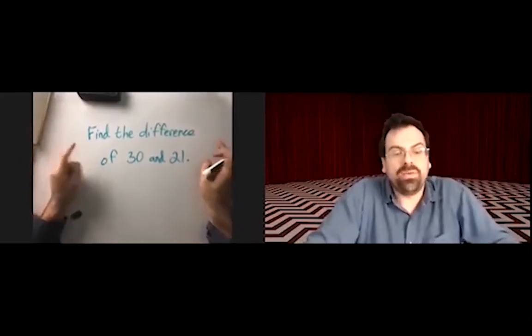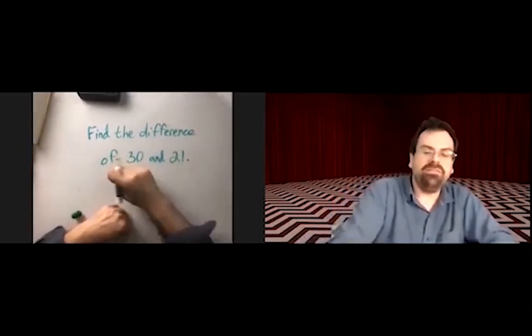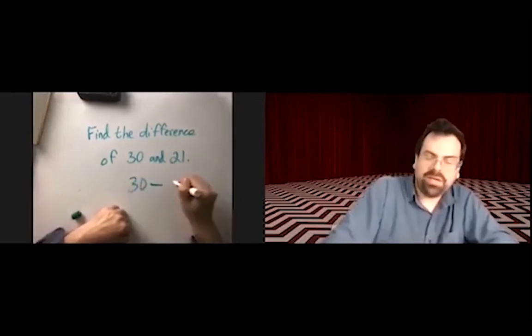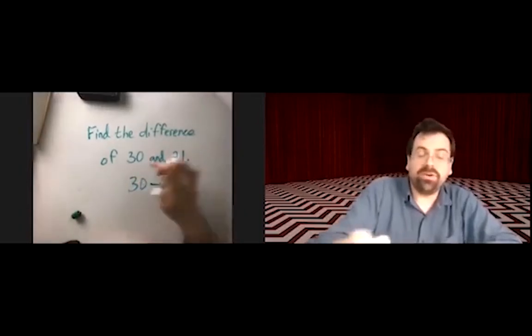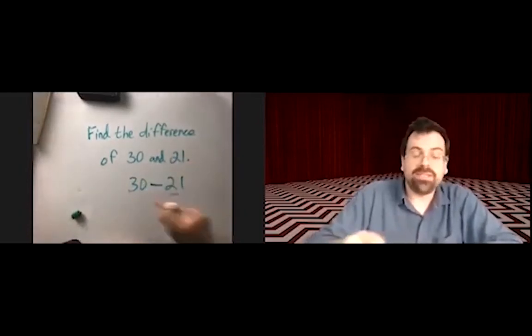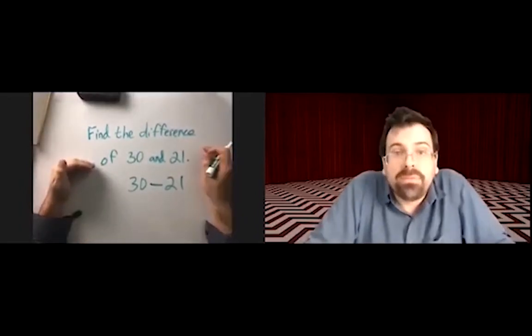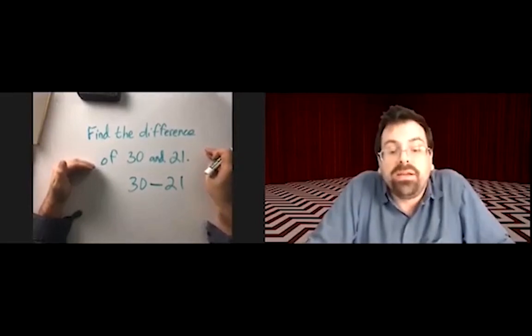This one, we actually keep them in the order they're given. When we see difference of blank and blank, that is a subtraction and you keep it in the order that it was given. So the difference of 30 and 21 is 30 minus 21. Another way of asking this same problem would be, what is 21 subtracted from 30?